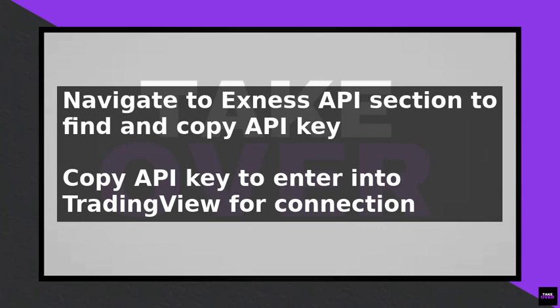Now, log into your TradingView account and navigate to the Connections or Brokers section. Search for Exness in the list of available brokers and select it. You will then be prompted to enter your Exness API key or token. Paste the API key or token you copied earlier into the required field and click Connect.